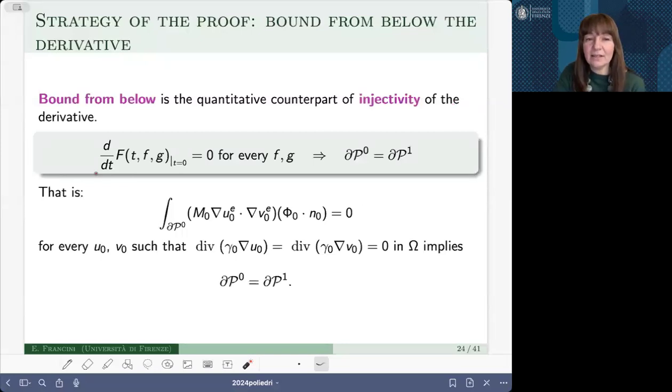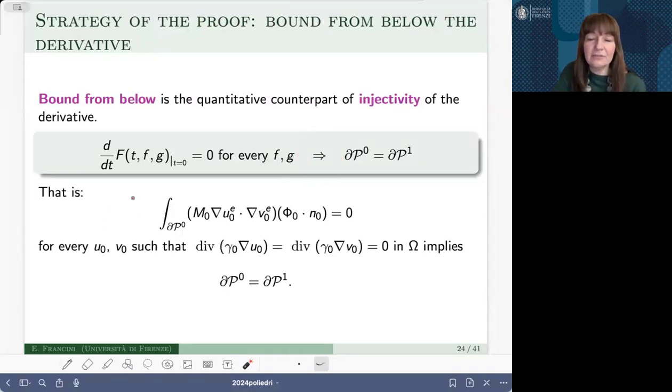So the idea is that now we assume that the derivative is 0, which means that the derivative that we evaluated is 0 for every couple of boundary values f and g. And we want to show that if this is true, then the 2 polynomials have the same boundary.